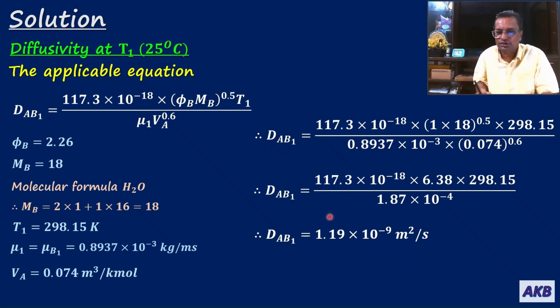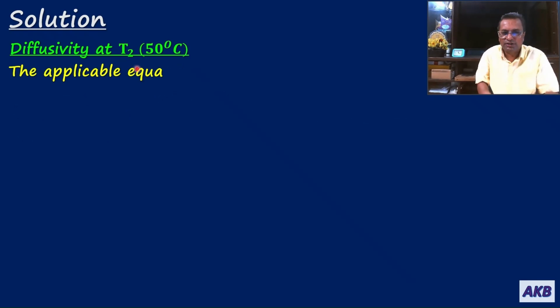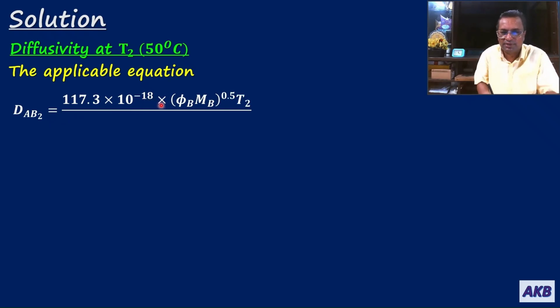Therefore, the diffusion coefficient of acetone in water at 25 degrees Celsius is 1.19 into 10 to the power minus 9 meter square per second. Now let us get the diffusion coefficient at T2, that is 50 degrees Celsius. So diffusivity at T2, that is 50 degrees Celsius. The applicable equation: DAB2 is equal to 117.3 into 10 to the power minus 18 into phi B into MB raised to 0.5 into T2, divided by mu2 into V raised to 0.6.